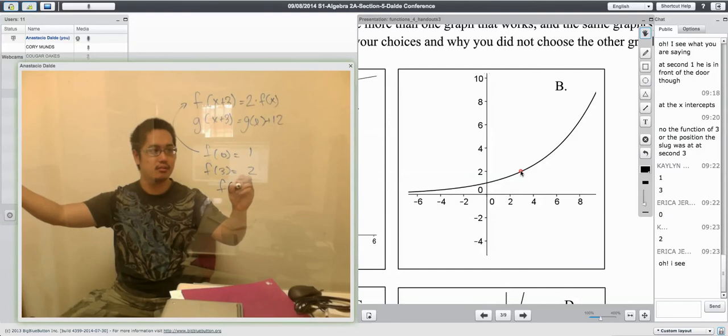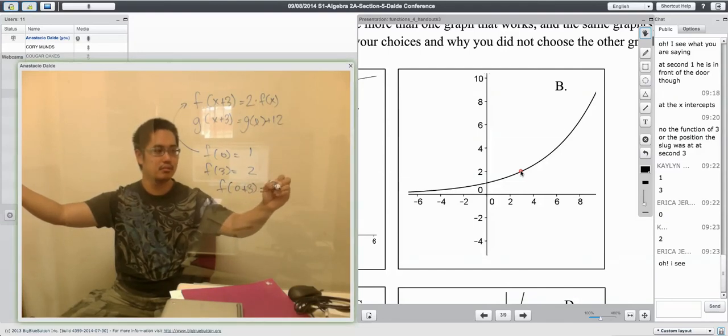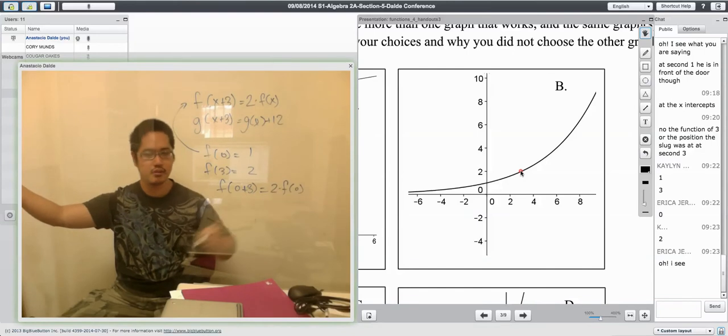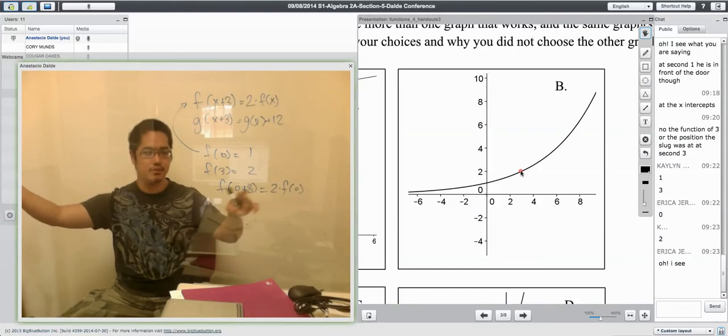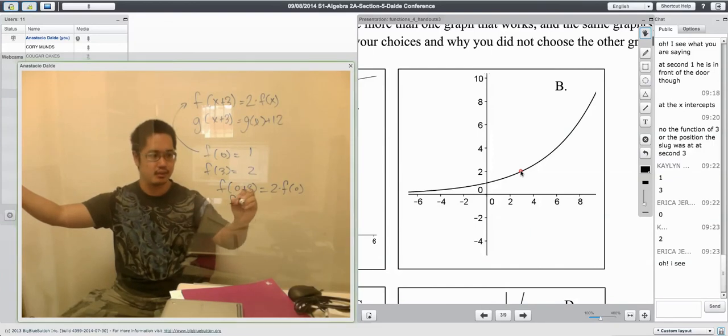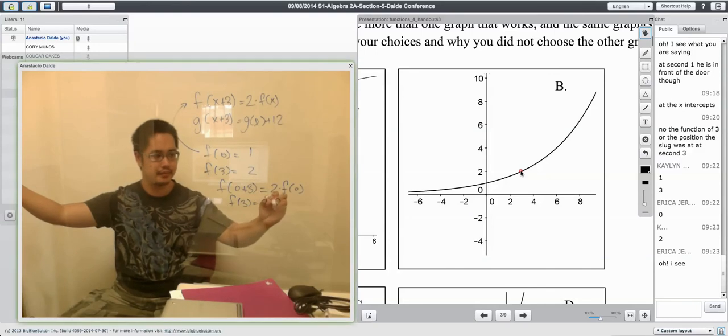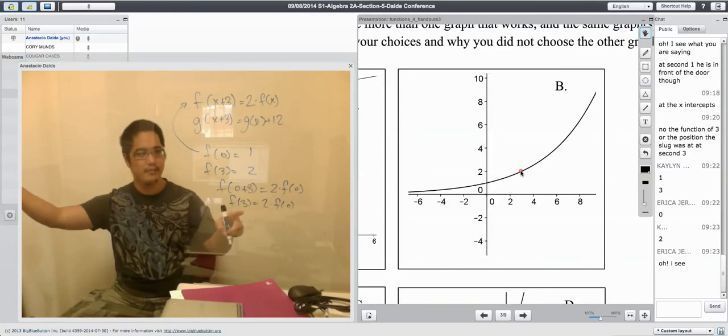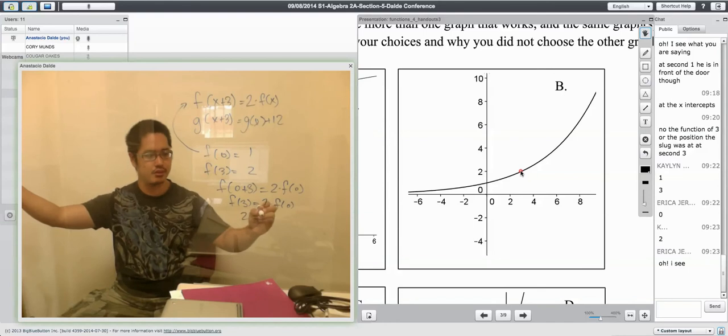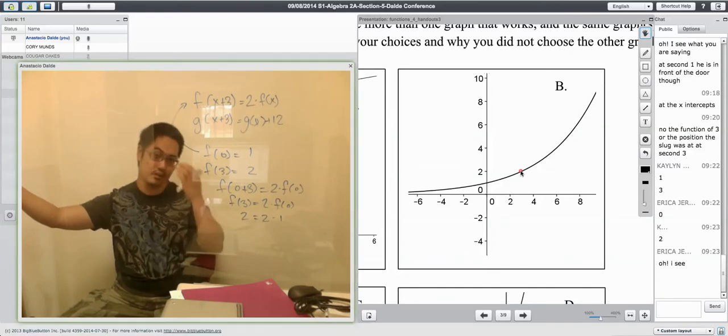f of 0 plus 3 is equal to 2 times f of 0. I think so too. Alright, f of 0 plus 3, that's really just asking for what is f of 3? Right? f of 3 is 2, equals 2 times f of 0, which is 1. So is 2 equal to 2? Absolutely.